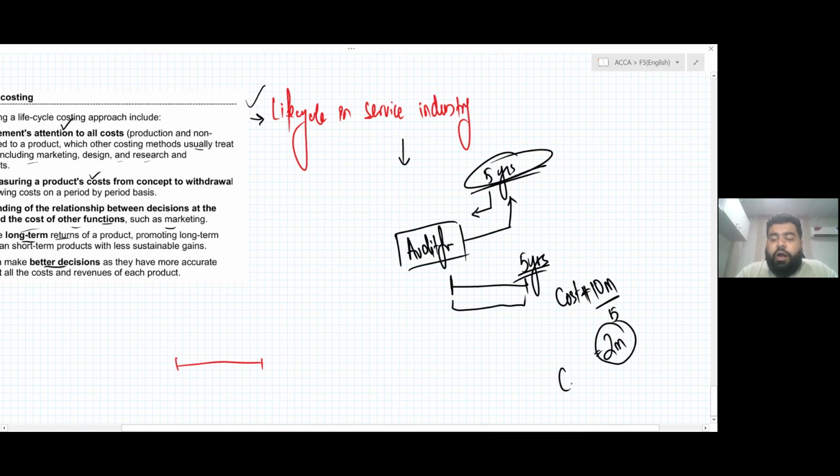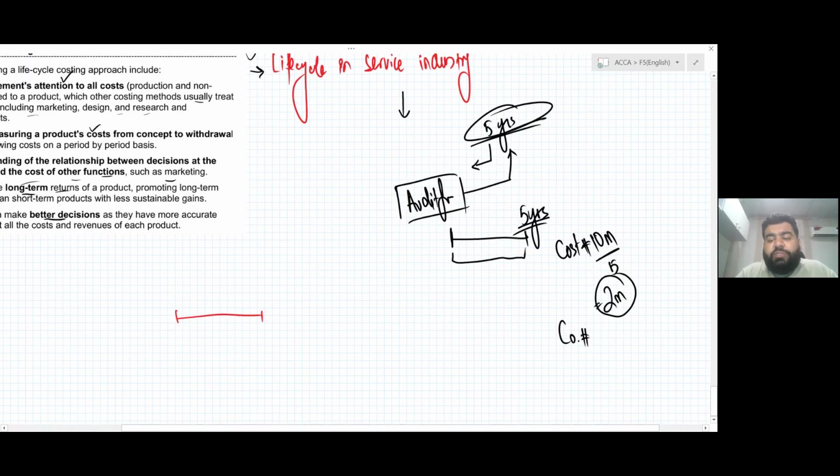Now, the company will ask me how much I will charge. So I'll say I will charge 3 million, or 4 million, because I know that it's costing me 2 million per year, so I'll charge more than that to earn the profit. So life cycle costing also helps in the service industry, along with obviously the product industry. So this is a very important concept.